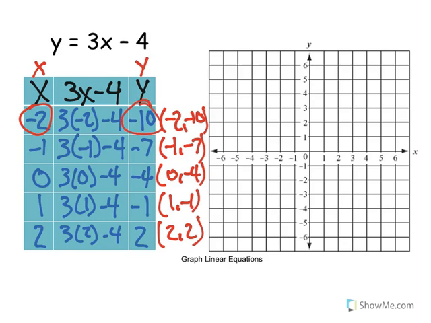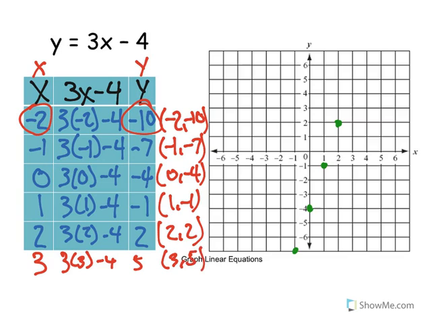Now I'm going to attempt to plot those points. Well, negative 2, negative 10 doesn't fit on my graph. Negative 1, negative 7 is all the way down here. 0, negative 4 is here. Right? 1, negative 1 is going to be here. 2, 2 is going to be here. And I can actually use another point. This is not something that's necessary, but I'm going to say, well, what if x is equal to 3? Then I'm going to have 3 times 3 is 9, minus 4 is 5. And I'm going to do 3, 5.